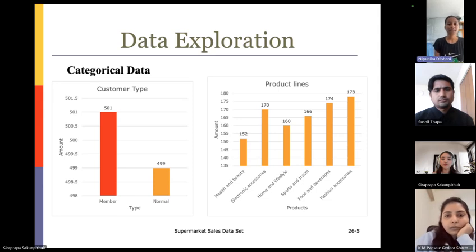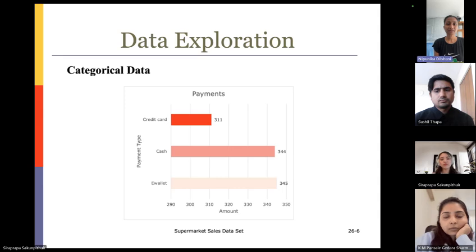In the next slide, for the last categorical data we analyzed through graphs, we can see the payment type of the customers. There are three major payment types: credit card, cash, and e-wallet. As you can see in this graph, most customers prefer e-wallet, about 345, but almost the same number prefer cash, around 344. The least number of customers prefer credit cards.